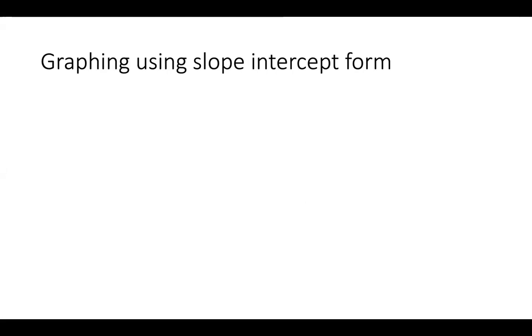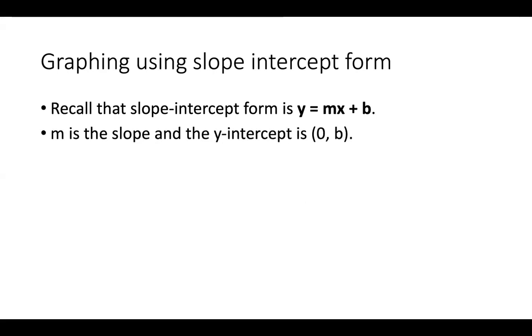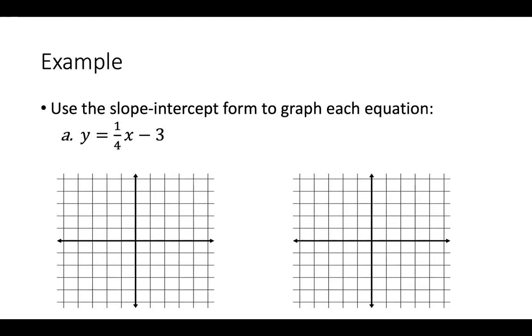All right, so graphing using slope-intercept form. First, recall that slope-intercept form is y equals mx plus b, where m is the slope and the y-intercept is (0, b). In any problem, m and b will be specific numbers. And it's helpful to think of m as rise over run. So with that, I can explain to you now how to graph a line using slope-intercept form.